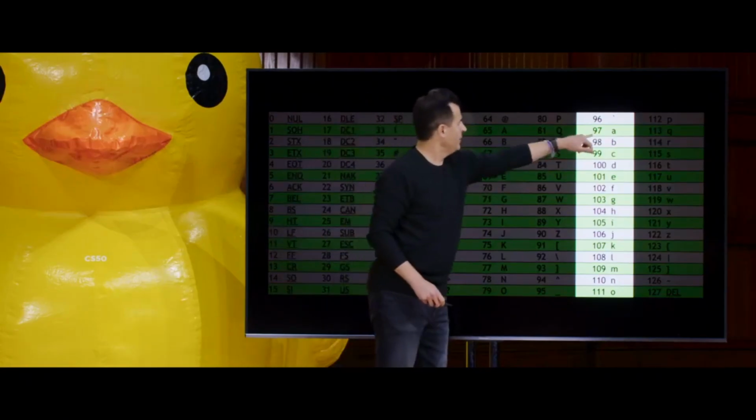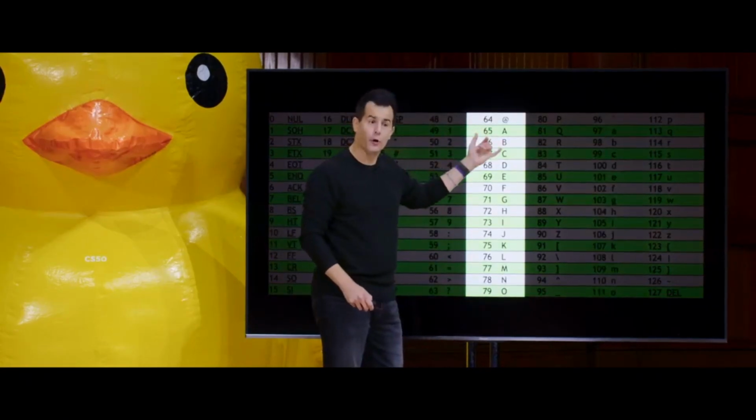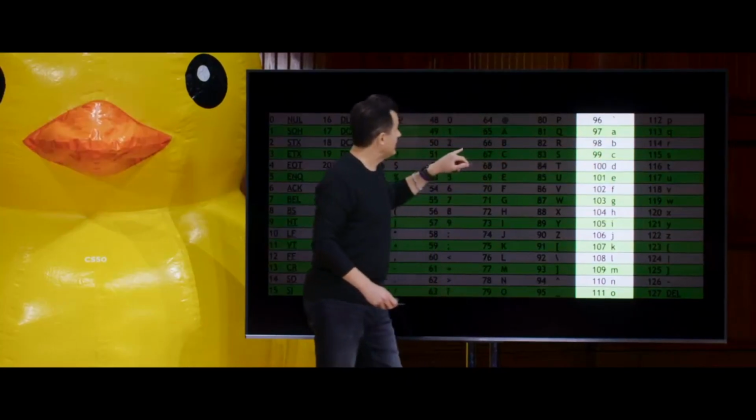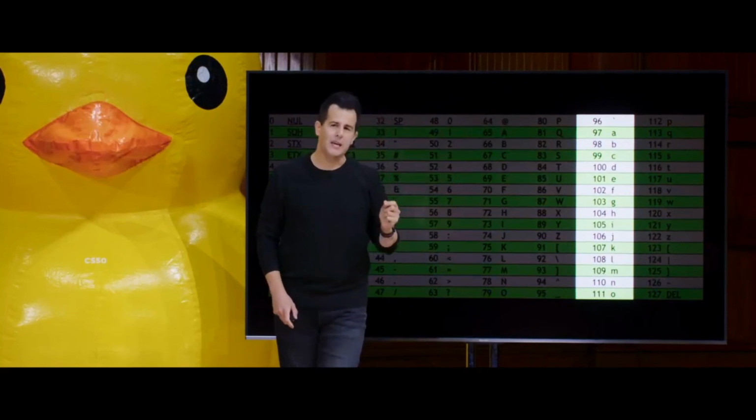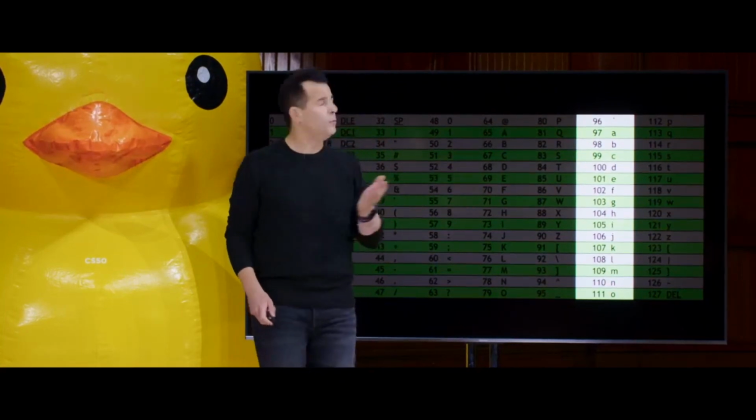Well, how do we know that? Well, 97 minus 65 is 32. 98 minus 66 is 32. And that pattern continues. What does this mean? Well, computers know how to do this. Most normal humans don't need this information.